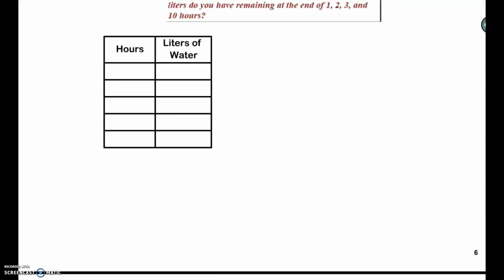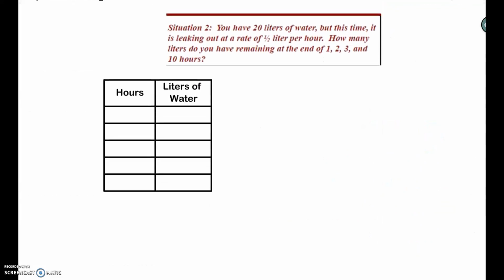Now let's compare that to a linear function, which is this scenario. Very similar, but let's look at the difference. You have 20 liters of water, but this time it is leaking out at a rate of 1/2 of a liter per hour. How many liters do you have remaining at the end of 1, 2, 3, and 10 hours? Let's look at that again.